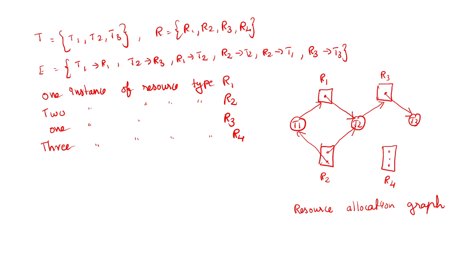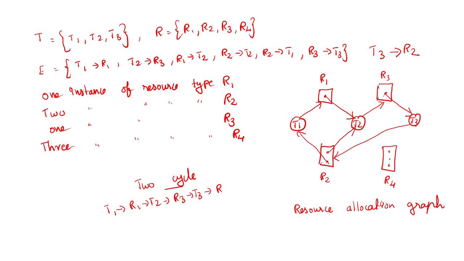Now consider I add one more edge, that is T3 is requesting R2. Now consider T3 is waiting for R2. Now there is a cycle and it is also a deadlock. Here two cycles have been formed. That is, T1 to R1 to T2 to R3 to T3 to R2 to T1.